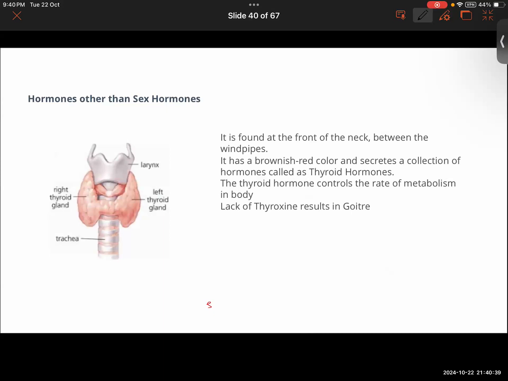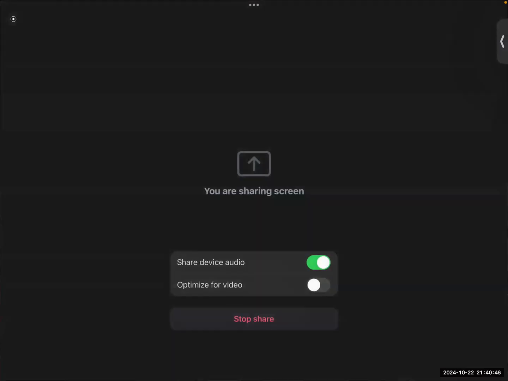Okay, sir. Today our discussion is going to continue from the hormones other than the sex hormones. So my question to you guys was, what are the sex hormones?